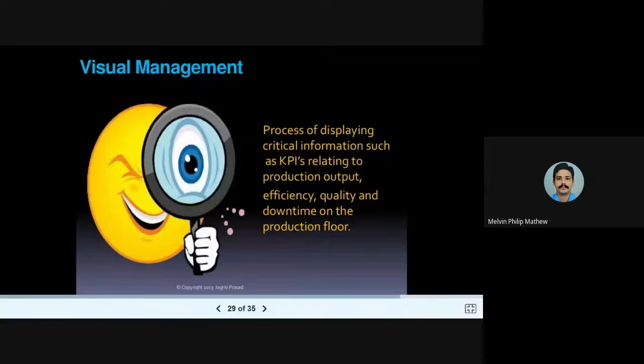So in key performance indicators, we know that they are meant for obtaining critical information, so as to understand where the waste is occurring and how to eliminate it. For that purpose, we are obtaining key performance indicators which determine the waste. However, visual management displays the critical information. So visual management, it is in the name itself.